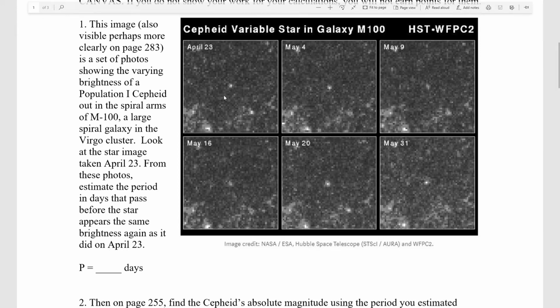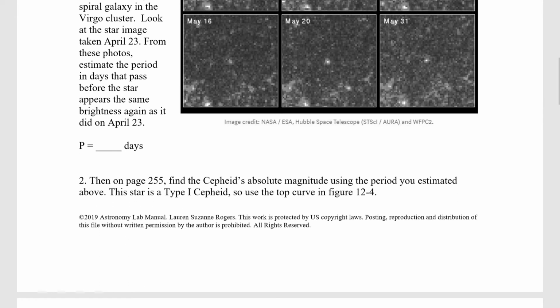Now, this isn't the case, but let's imagine for a second that from April 23rd to May 4th was one period. That's not the case. But you have to remember you're going to have to subtract April 23rd from May 4th, so you're going to use a calendar to find out exactly how many days there were between those two dates. So the first thing you do is estimate the period based on your eyeballing of these pictures, and you write that down there.